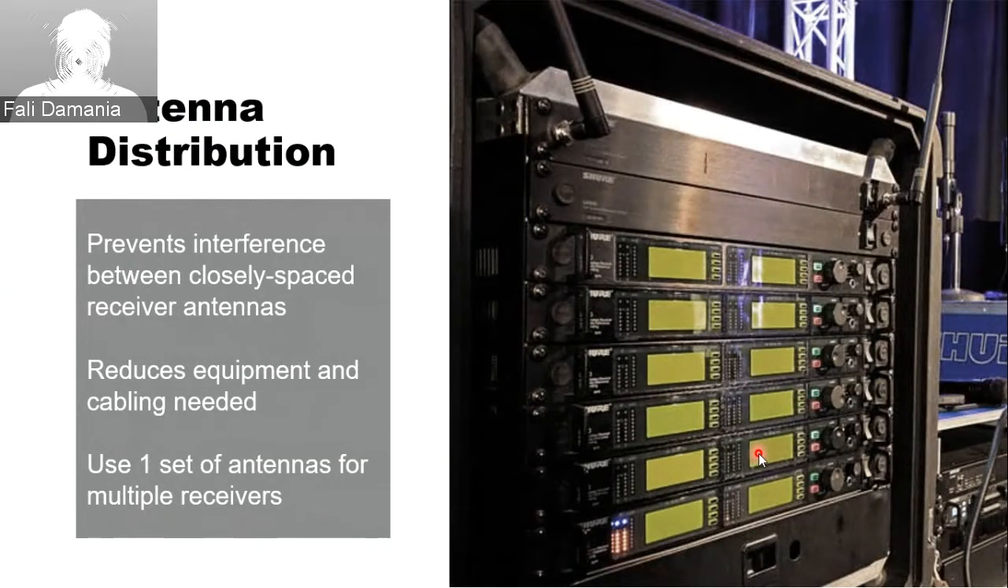It grossly reduces the amount of equipment and cabling required. In this picture, you've got 12 Shure receivers, and consider that each receiver has 2 antennas. That's 24 antennas. Would you rather use 24 antennas and 24 sets of cable, or just bring all that down into 2 antennas? And lastly, it basically uses one pair of antennas, so one set or one pair of antennas for the entire system.